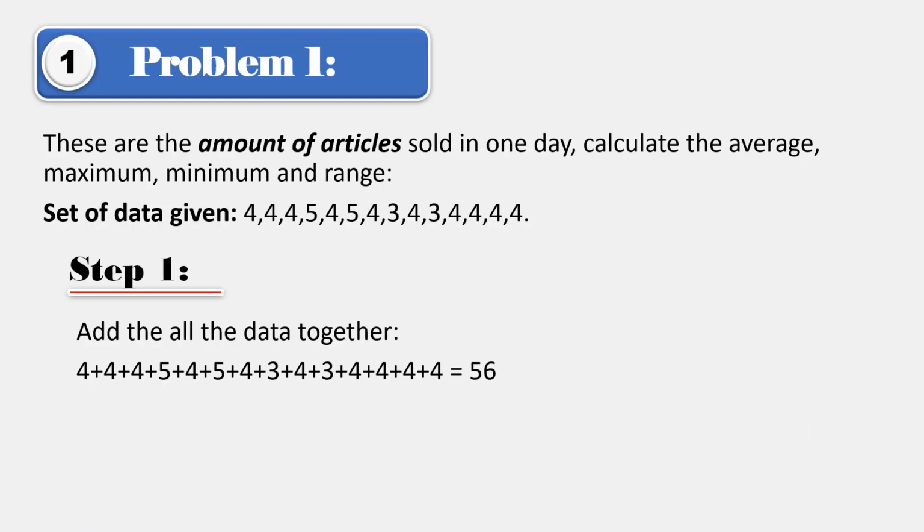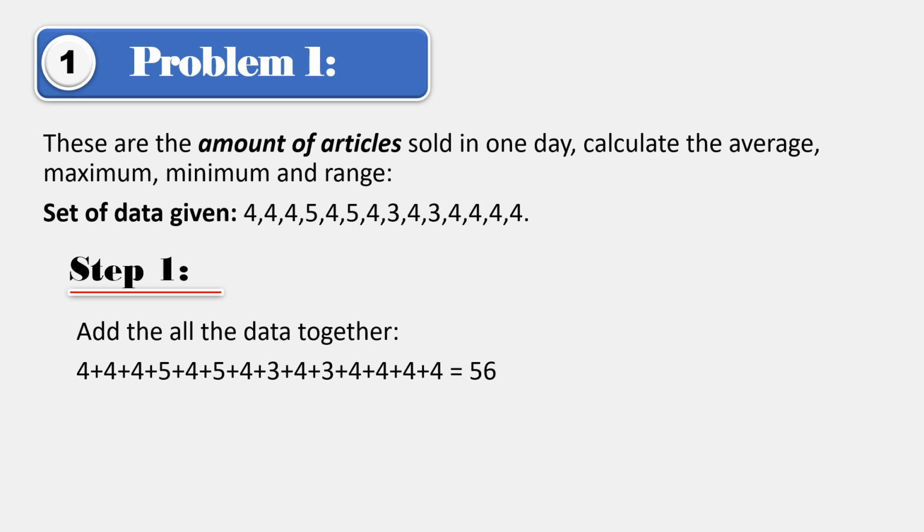Well, now we are going to use a problem in order to see how to calculate one type of average, which is the mean in this case. So let me read it. These are the amount of articles sold in one day. Calculate the average, maximum, minimum, and range, because we are also going to talk about that. But it's really easy, so don't worry, don't get scared. That is not rocket science. So the set of data that is given is 444, 5454, 343, 4444, all of those numbers.